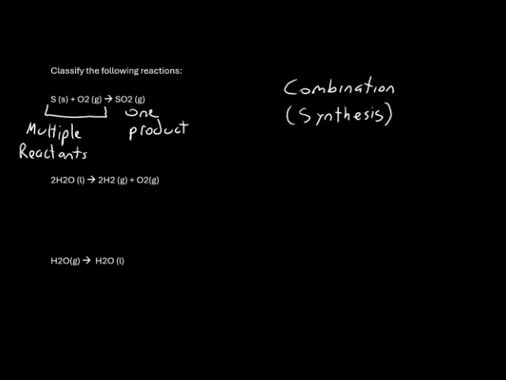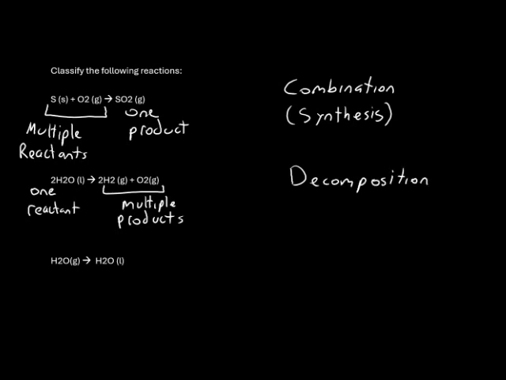The opposite of a combination reaction is the next reaction I've written, where we have one reactant but multiple products. We can see here water is breaking into hydrogen and oxygen gas. Any reaction where you have one reactant but multiple products is called a decomposition. Think of that as the opposite of combination.